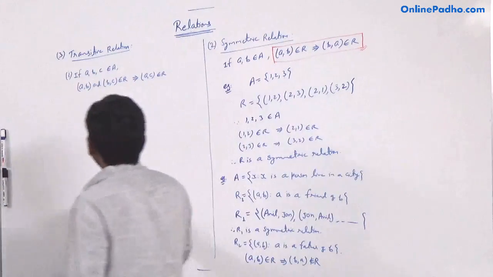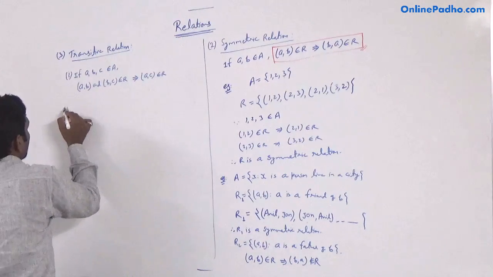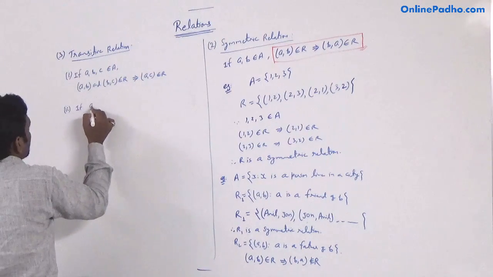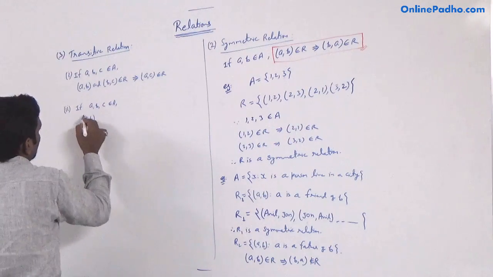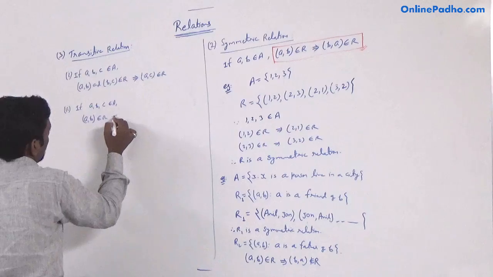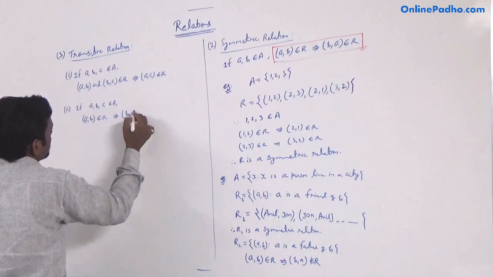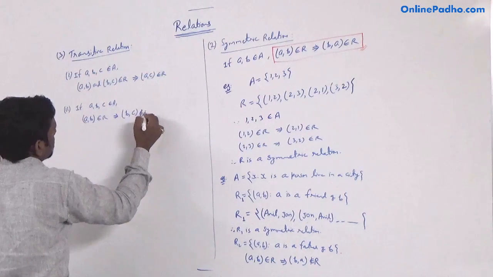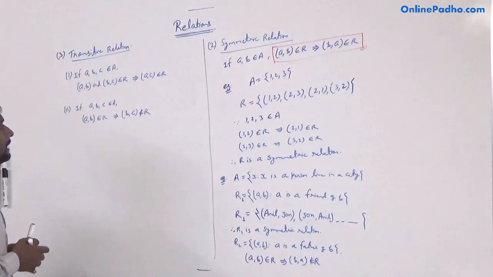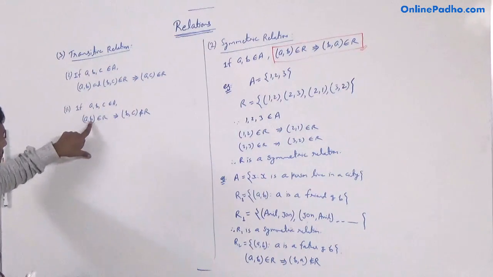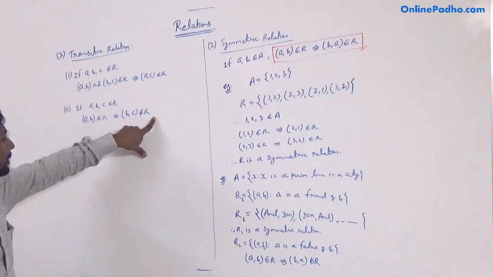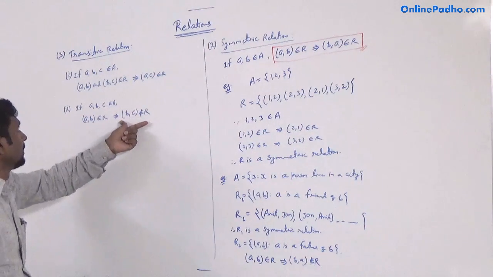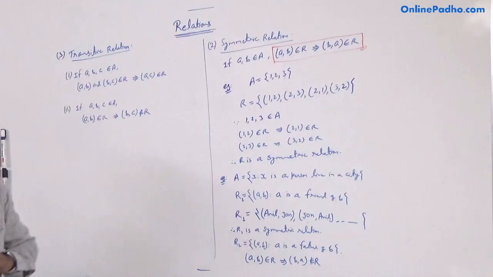And there is a second part of this relation also. If A, B, C belong to set A and A, B belong to the relation, but B, C not belong to the relation. In this case, this is also transitive. If the second element of first order pair is not the first element in any other order pair, then we can also say that this is transitive relation. So there are two types of transitivity.